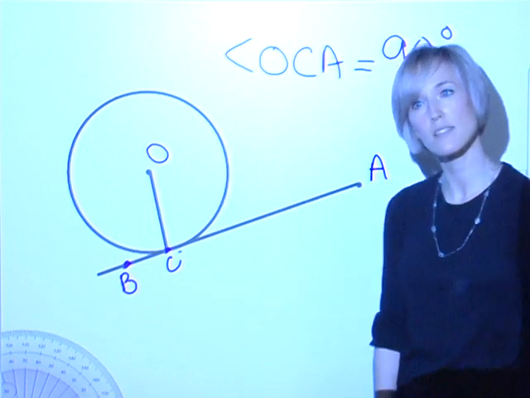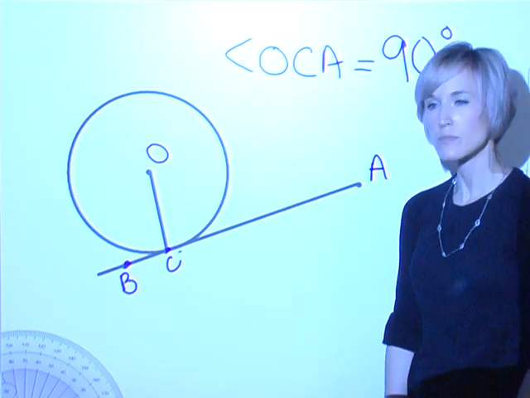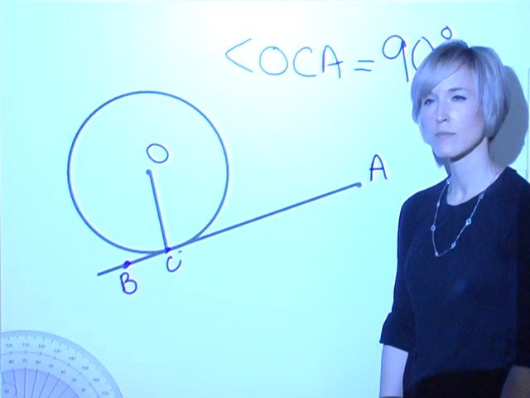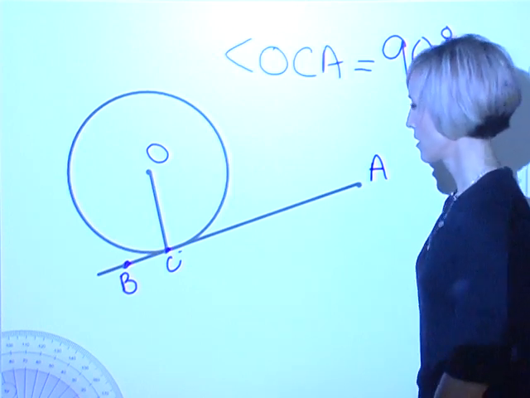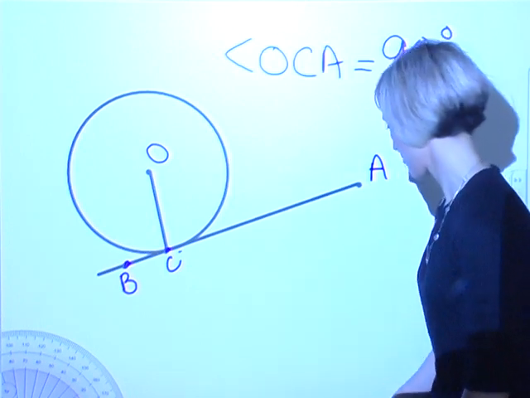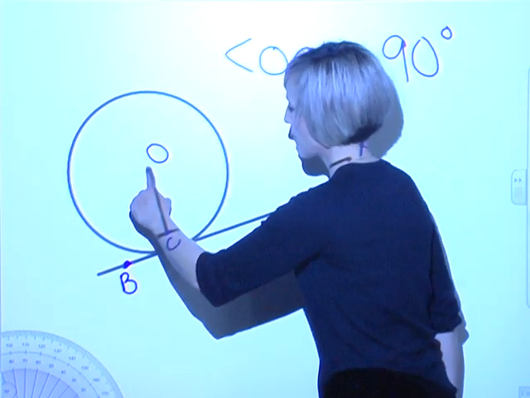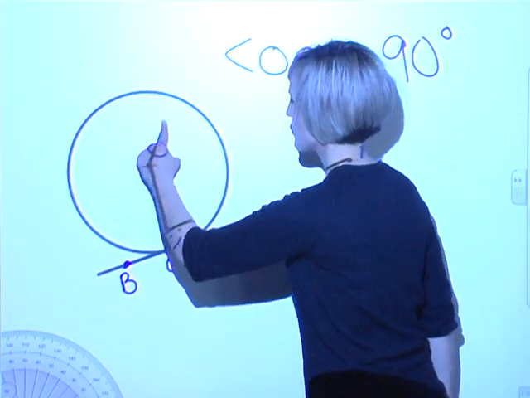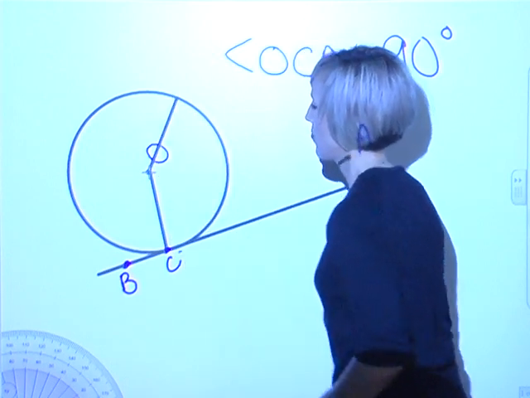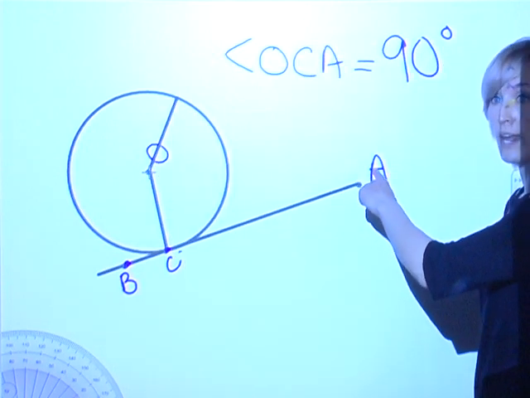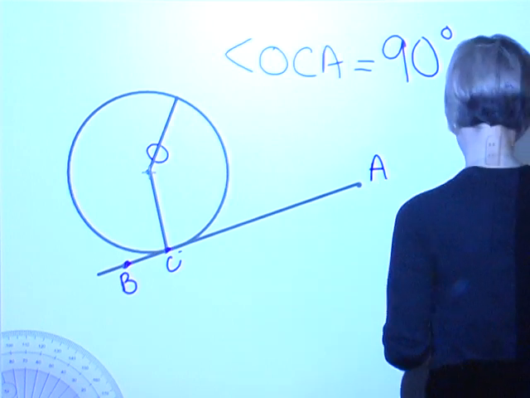So what are we doing next? Next, we're going to draw on this same circle another radius and tangent line, and we're going to measure that angle formed. Let's start by just drawing another radius. So we're going to draw another radius from center O out to another point. And now from the same point A, we're going to draw another tangent.